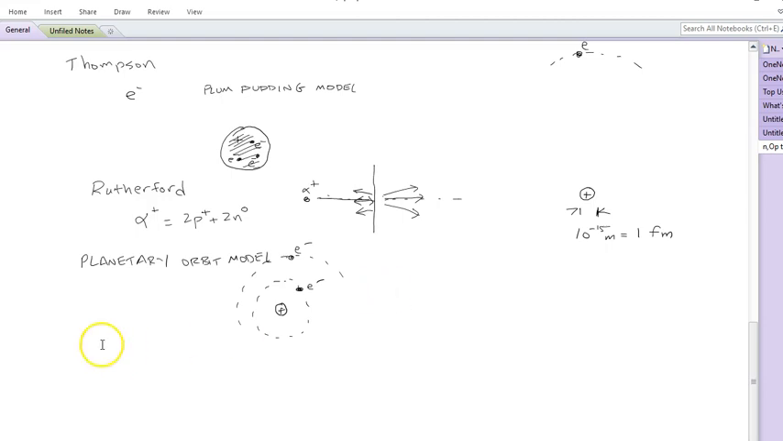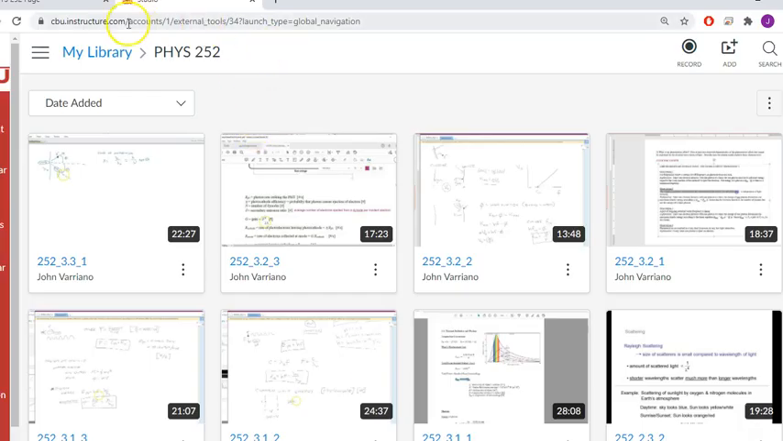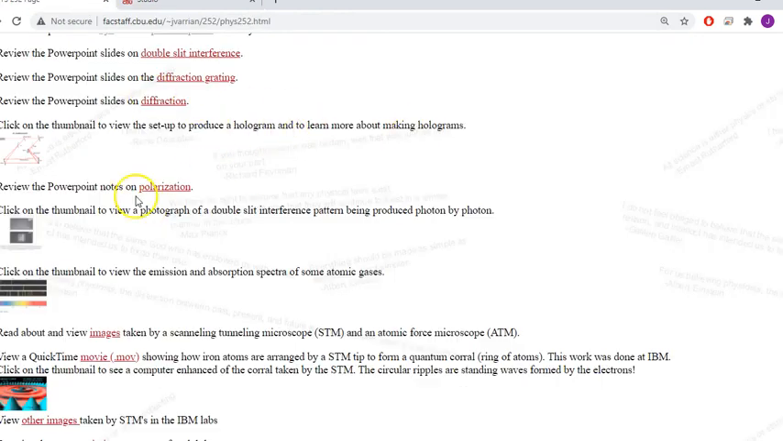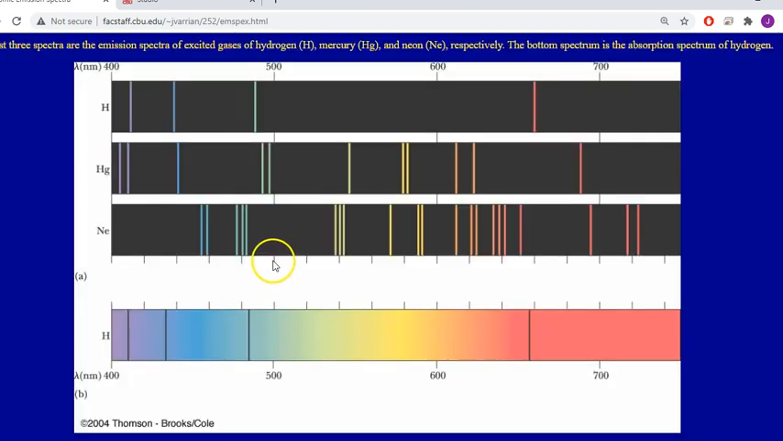I'm going to show you on our course web page. If you scroll down, I have right here emission and absorption spectra of some atomic gases. If you look at this first strip right here, this is excited hydrogen gas. And these are the colors or wavelengths that you'll see. Up here, this scale is wavelength, the free space wavelength in nanometers.